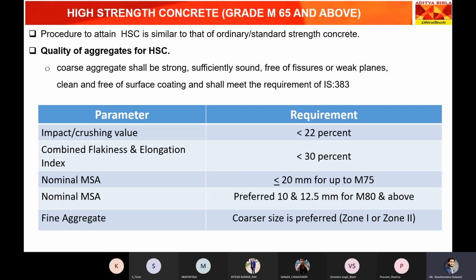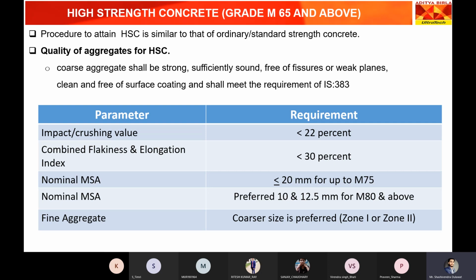So if we talk about grade M65 and above, means high strength concrete, the first thing is impact and crushing value. It is not less than 22%. The combined flakiness and elongation index should not be less than 30%. Nominal MSA less than or equal to 20 mm for up to M75.